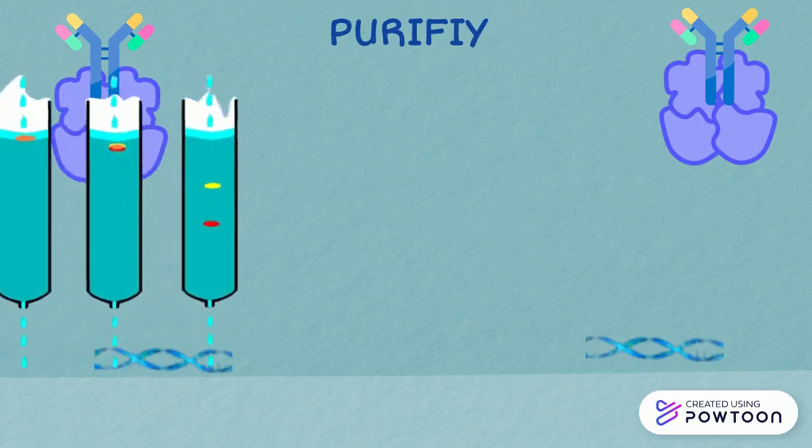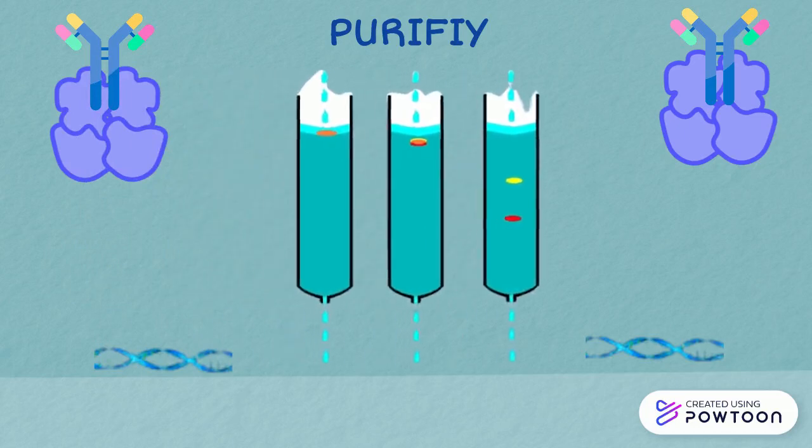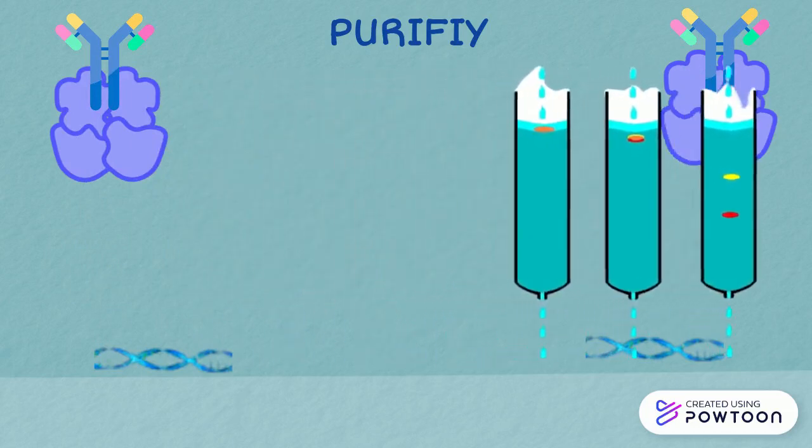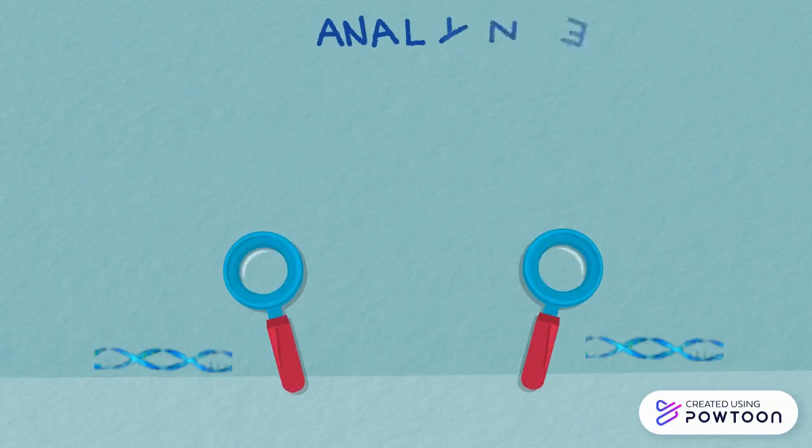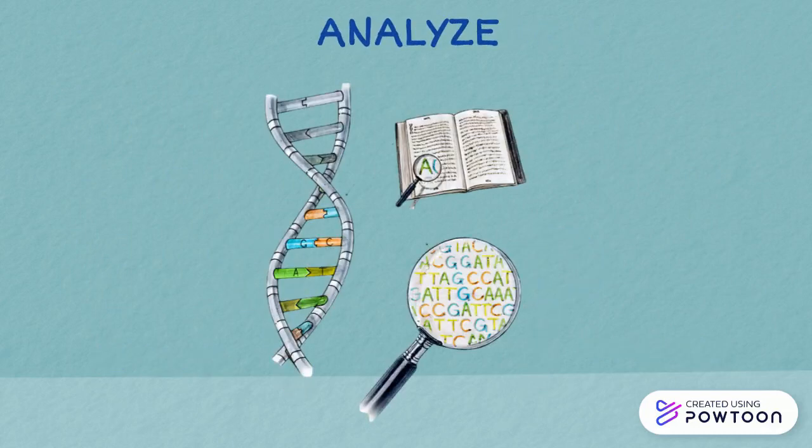This is achieved through methods like washing with phenol-chloroform, ethanol precipitation, or column chromatography. Finally, the DNA fragments can be separated and analyzed through PCR, real-time PCR, or microarray techniques.